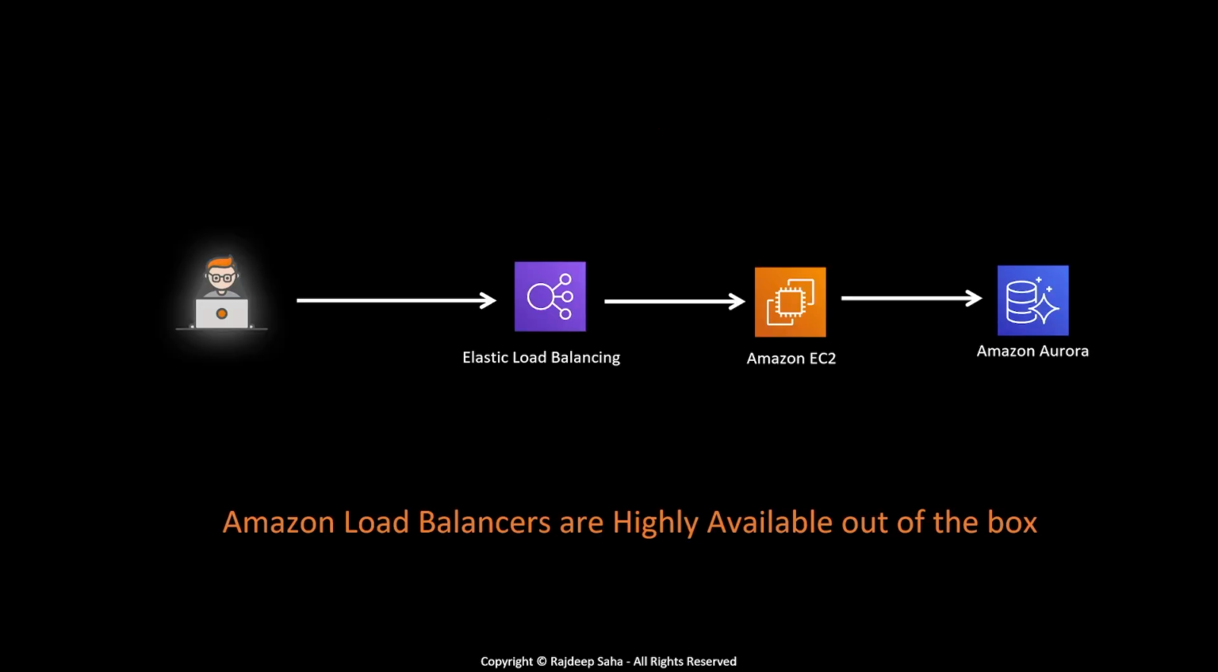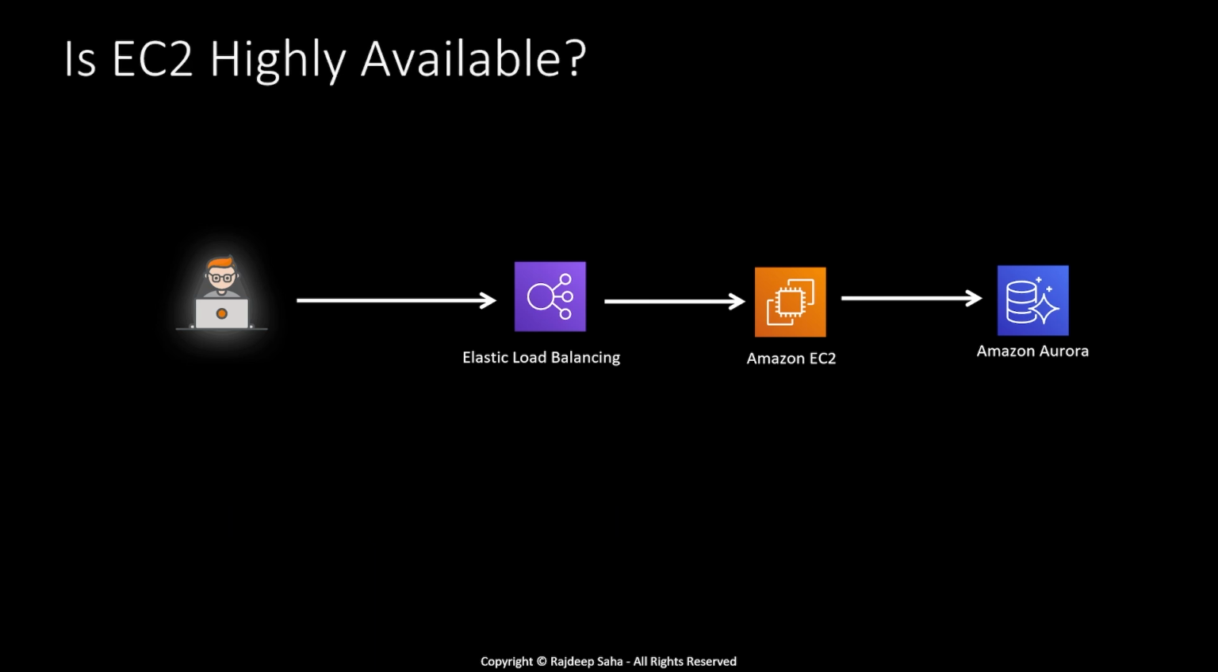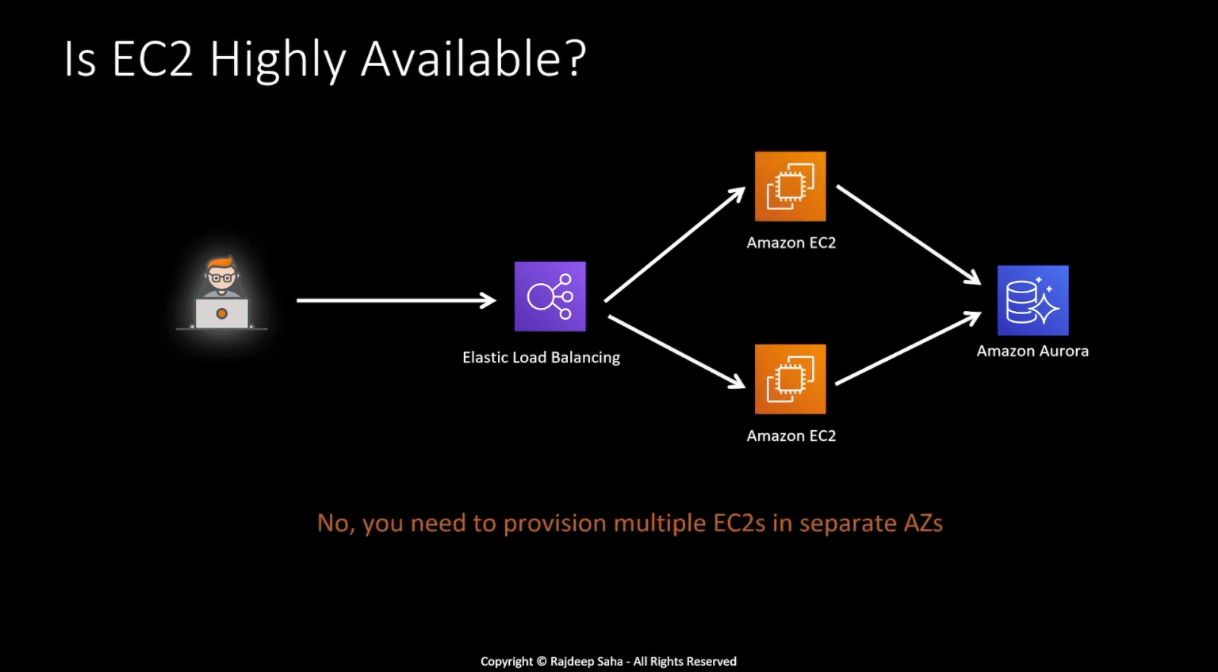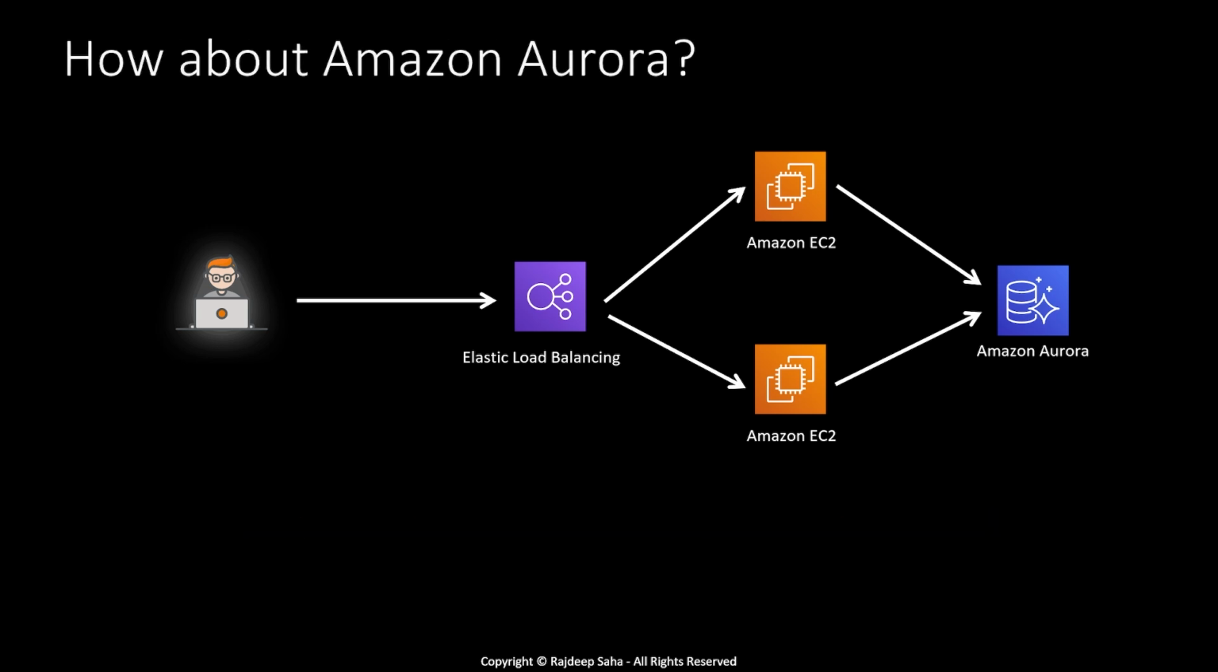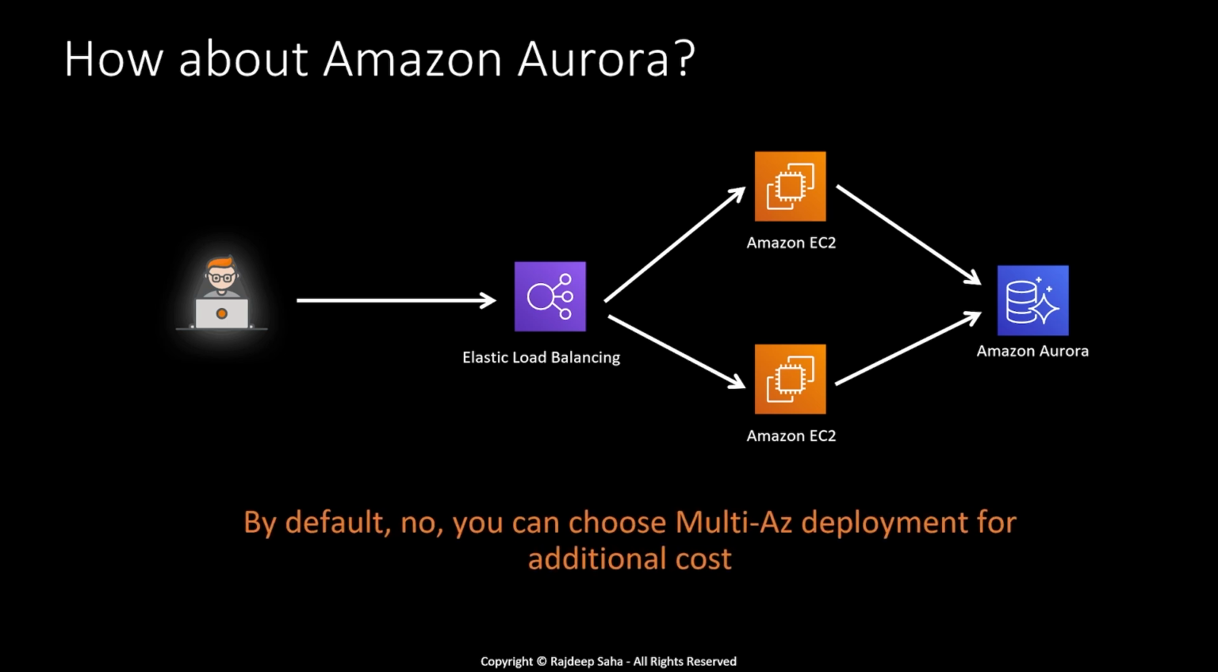Amazon load balancers are highly available out of the box. So what that means is, under the hood, this service is implemented into multiple availability zones. So even if one availability zone goes down, this load balancer will still be up and running. So how about EC2? Is EC2 highly available? Nope. For EC2, you have to provision multiple EC2s in separate availability zones to make these highly available. How about Amazon Aurora? So by default, Amazon Aurora is not highly available. You can choose multi-AZ deployment for Aurora, but that comes with additional cost.